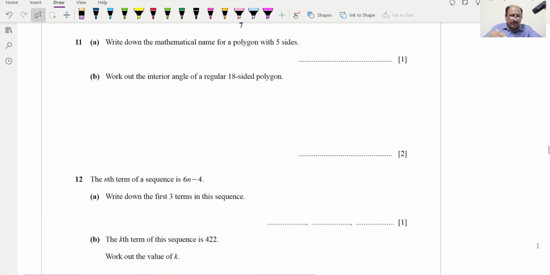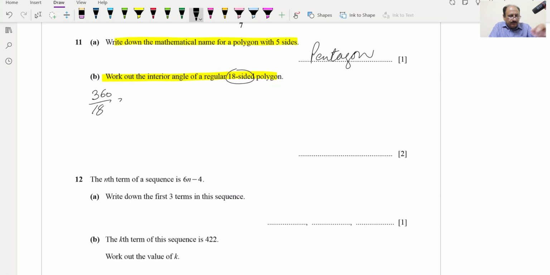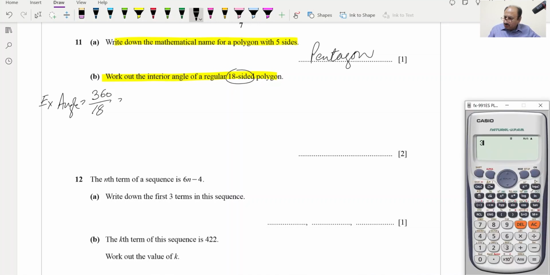Now question number 11, write down the mathematical name of the polygon with 5 sides, and this one we know is pentagon. So pentagon. Then work out the interior angle of a regular 18 sided polygon. So exterior angle we know is 360 divided by the number of sides, which is 18. Exterior angle we can find, this will be basically 20. So 360 divided by 18 will be 20.